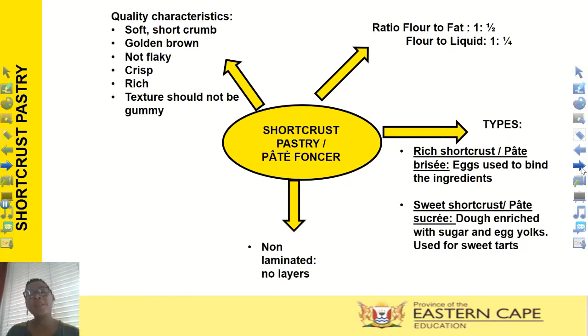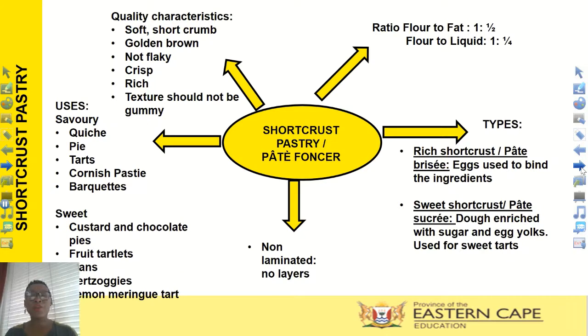Now, after this short crust pastry session, we are going to look at a video of the method of making this pastry. So after you watch that video, which is from BakingMad.com, you will then understand that after baking, these are the quality characteristics that you would want to achieve. You want a soft, short crumb. You want it to be golden brown. It must not be flaky. It will be crisp. It will be rich, and the texture will not be gummy if you've made it correctly.